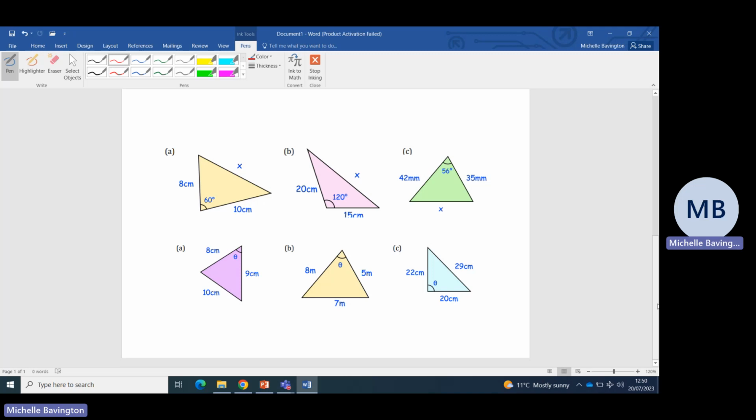Okay, so have a go and let me show you your examples. So the first three, A, B, and C, are finding a length. And the second, A, B, and C, are finding an angle, all courtesy of Corbett Maths. So again, have a go, bring these into class, and we'll see how you get on.